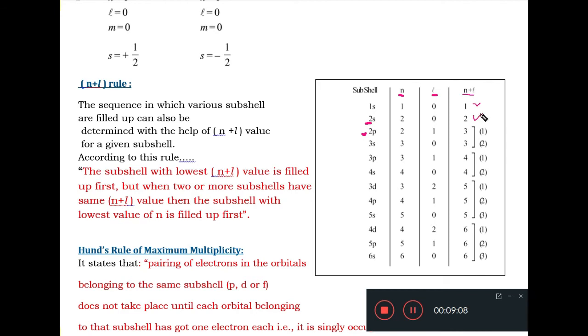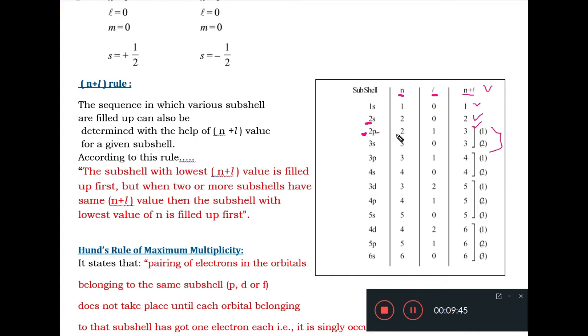Okay, so energy is not easy to find, but the value of n plus l is very easy to find, and you can find it with the help of this table. Now for the 2p subshell, the value of n is 2 and for p, l is 1. Total will be 3. Now this one is important. Okay, now for 3s, the value of n is 3 and the value of l is 0. Total will be 3.